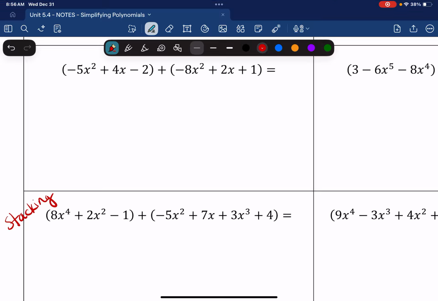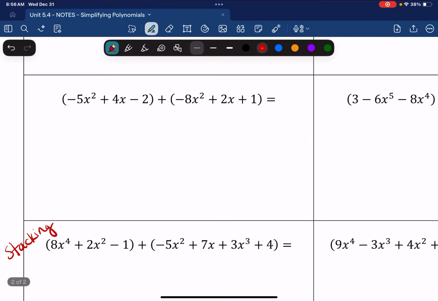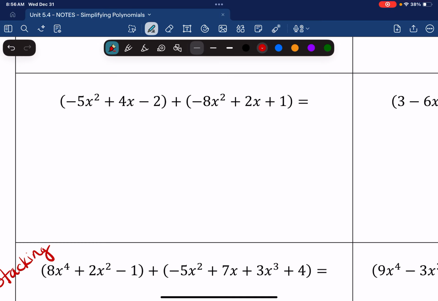Maybe for the problem at the top we'll just underline and circle and identify the common terms that we can combine together. All right, so negative 5x squared, and then I'm going to add to that our minus 8x squared. So I'm going to circle and circle. So negative 5x squared minus our 8x squared. I also see that we have a plus 4x and a plus 2x. And I have this minus 2 and this plus 1.